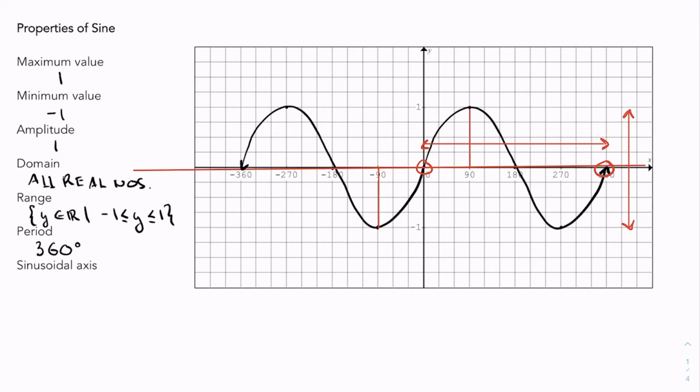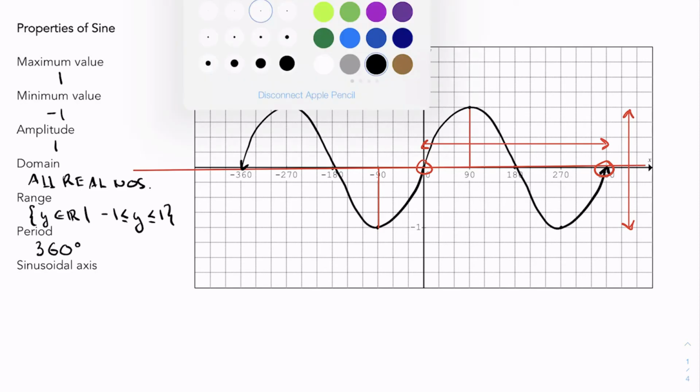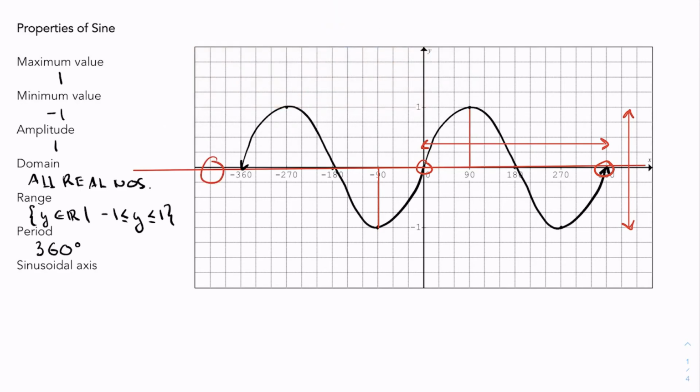And finally, the sinusoidal axis, I've kind of referred to that before. This line in the middle, that kind of reflection point, if you want, of the curve, is our sinusoidal axis. So in this case, we're going to have y equals 0. So it's just the equation of a horizontal line where the graph, in quotes, reflects. Okay? There you have properties of sine.